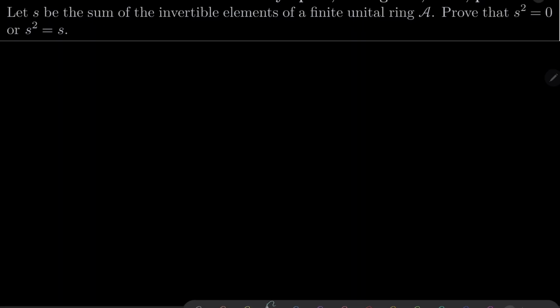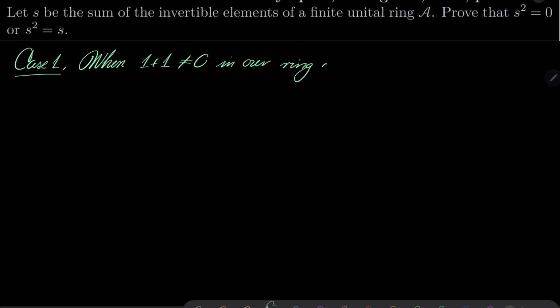Alright, so let's consider the first case, case number 1, when 1 plus 1 is not equal to 0 in our ring A. Notice two observations. First of all, for every element a of our ring, a is invertible if and only if minus a is invertible. Pretty easy to see that.